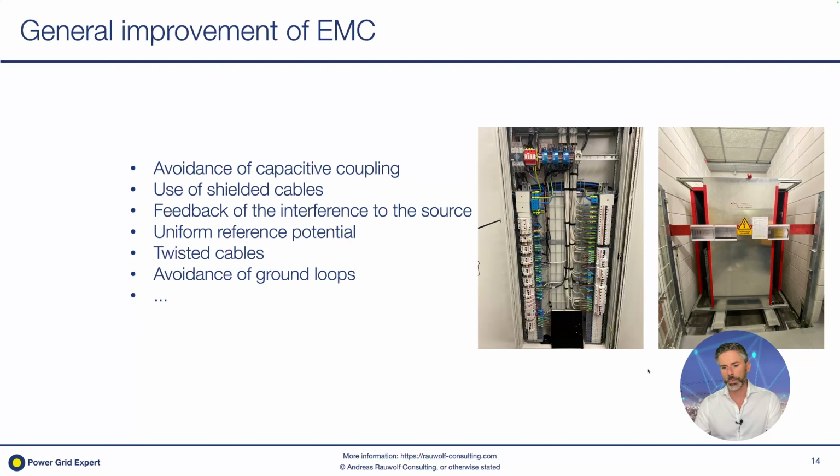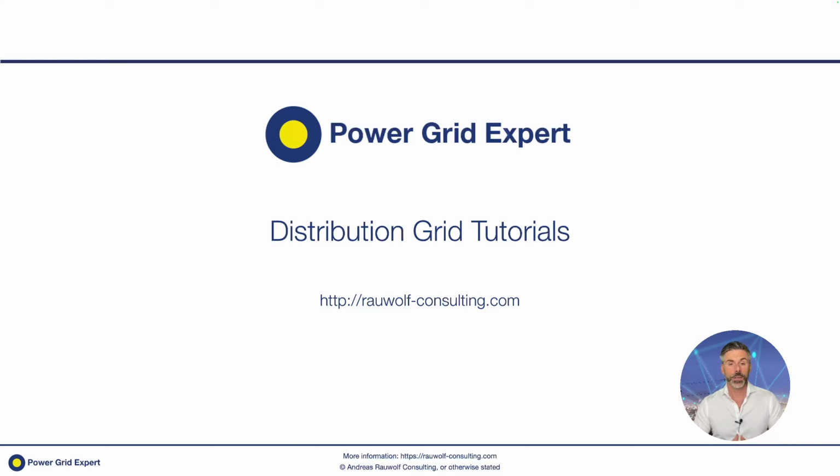On the right side, I have two examples about an EMC optimized low voltage distribution cabinet, and also here about a shielded medium voltage transformer that is optimized for as low EMC as possible. And we're talking here about the electrical fields as well as the magnetic fields. So that's it. That's a quick summary about possible measures in case you want to reduce or improve the power quality of your distribution grid.